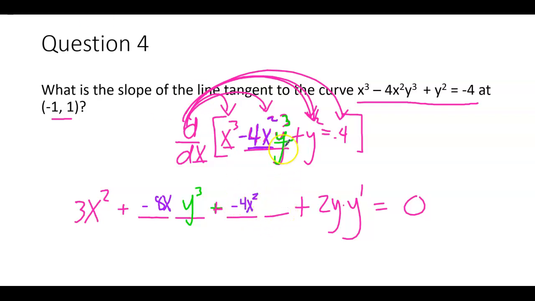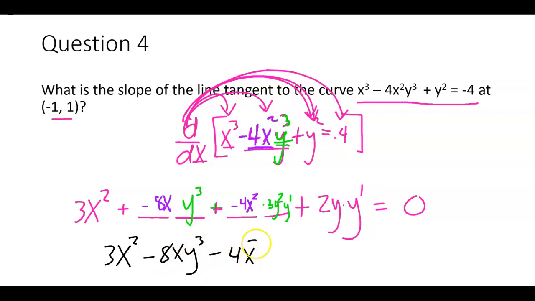And then in this last slot here, we're going to put the derivative of the y cubed, which is 3x squared. I'm sorry, 3y squared. But remember, we're taking the derivative of something with a y in it, so we need to put a y prime there. Okay. Now I'm going to rewrite this in a little bit more of a simplified form. So we have 3x squared minus 8xy cubed minus 4x squared y prime plus 2y prime. Okay, so that's the first step.